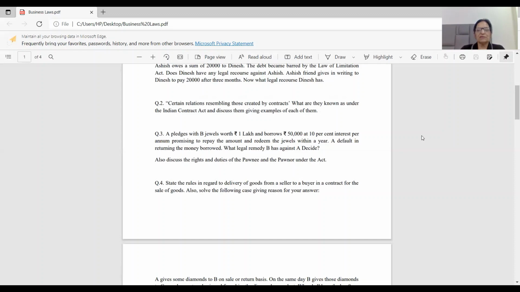If goods are possessed forcibly at gunpoint or knifepoint, that will not amount to delivery of goods. And then there are 12 rules which have been provided under sections 31 to 40 of the Sale of Goods Act 1930. All those 12 points you will have to write along with the theory content as well as examples or case laws.